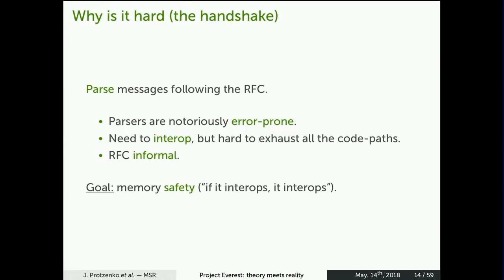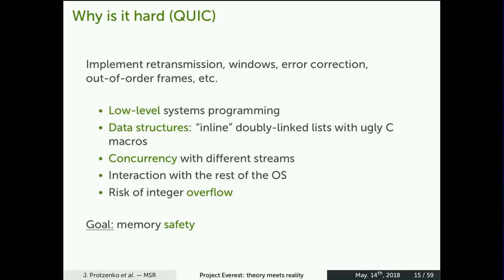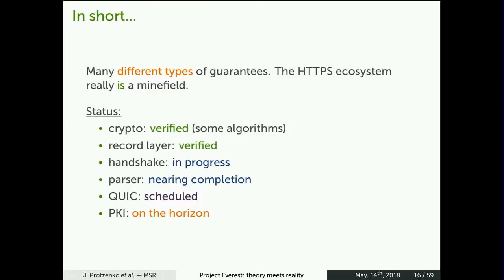Another difficulty when you look at the TLS ecosystem, the HTTPS ecosystem, is that you have to parse things. You have messages coming from the network, you have to write parsers, and these are also difficult things to get right without buffer overflows and stuff. And finally, if you want to implement a protocol such as QUIC, you end up in the realm of low-level programming where you have low-level data structures, you have concurrency, you have to interact with the operating system, and this is also fairly difficult to do. So the point that I want to carry across is really that the HTTPS ecosystem is a minefield.